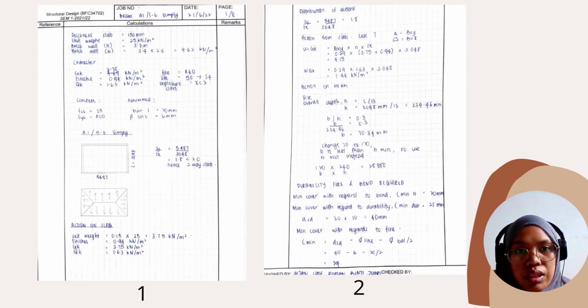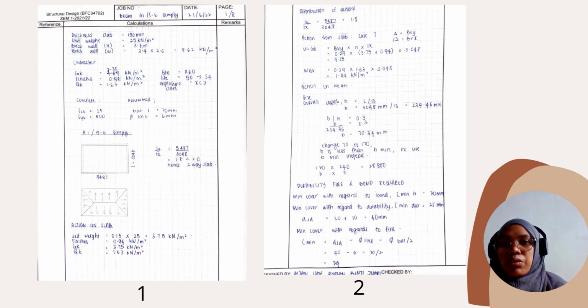Okay, and for the overall depth, which is H, it is equal to 234.46 millimeter, while for the B is 70.34 millimeter. However, the B is less than B minimum, hence we use B minimum instead, which is 120. So 120 we multiply with 240 of H will equal to 28,800.